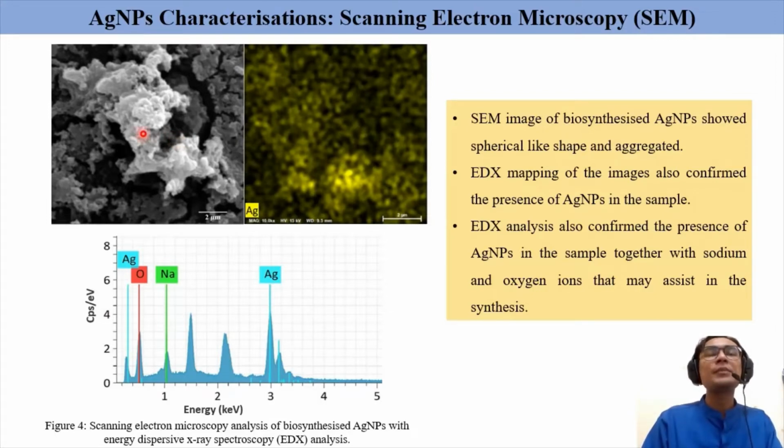and aggregated, probably due to the sample preparation itself. And the EDX mapping also confirmed the presence of silver nanoparticles in the sample. In the analysis, we found the presence of oxygen and sodium that may probably aid in the silver nanoparticle process. And the two unlabeled peaks here are actually aluminium and gold, which are the elements used for the sample preparation in this analysis.